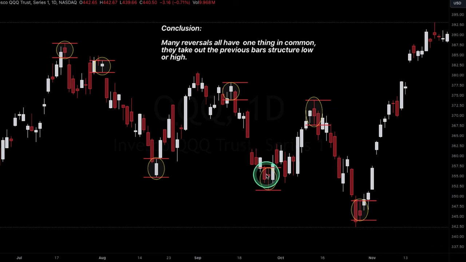Here's a previous bar low, previous bar high. We have a close over that just briefly. Kind of chops around a little bit, but overall still holds your previous bar low, never breaks under it, sets up for a big reversal over some days.